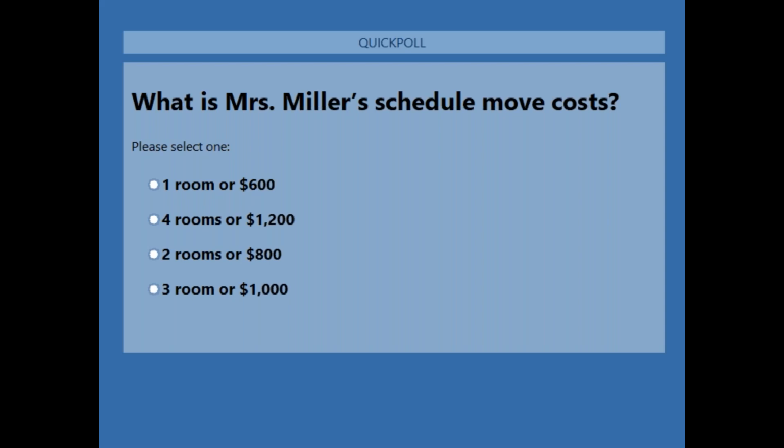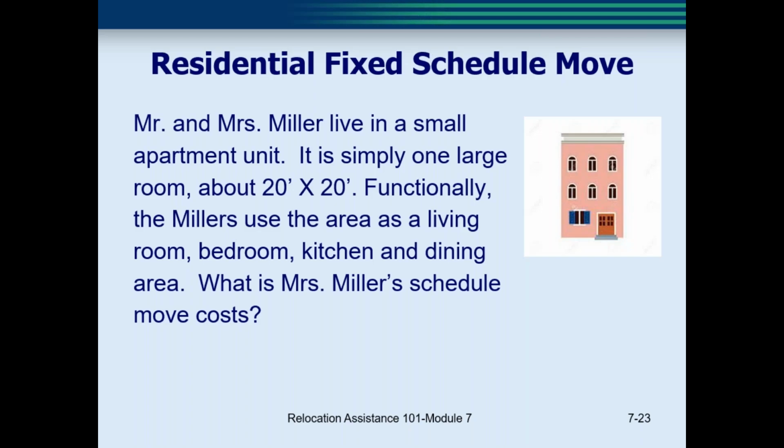So do you think it's one room at 600? Do you think it's 4 rooms at 1,200? 2 rooms at 800? 3 rooms at 1,000? It's a judgment call. It'd be easier to make if you were actually standing there looking around the room, but this is just to get you thinking of what you think would be reasonable.